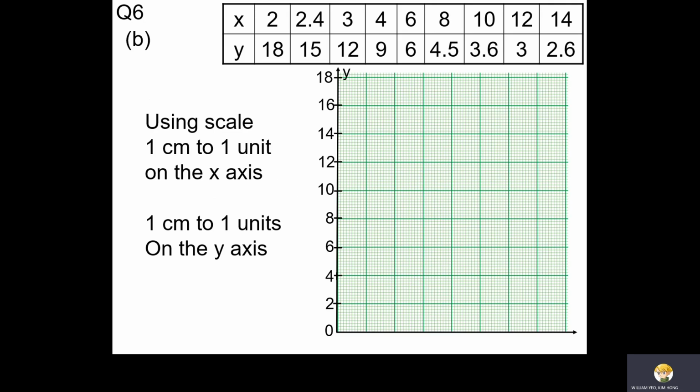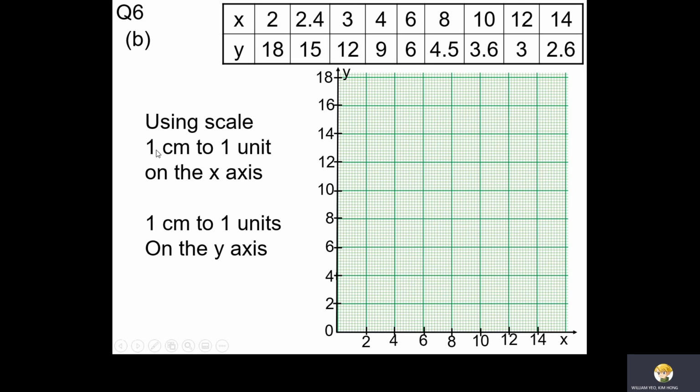Now the graph. Why does this graph start here? It's different from the previous example, where the y-axis is either here or in the middle. Why does it start here? Because your x values are all positive, no negative x. What is the largest x? This is 40, right? So you follow the scale, 1 cm to 1 unit.